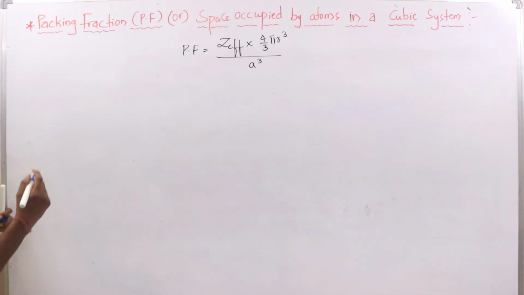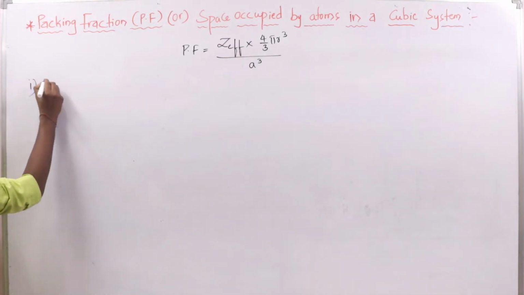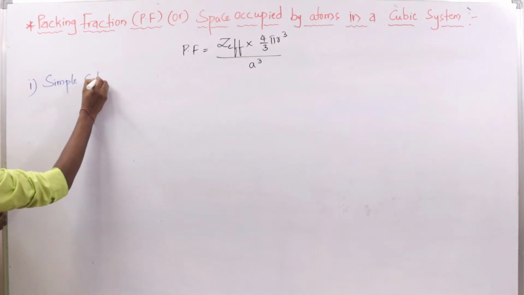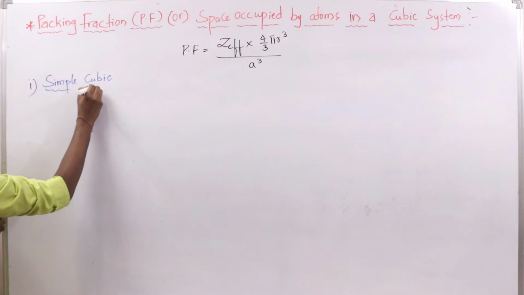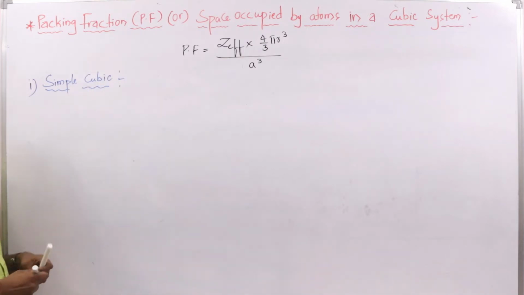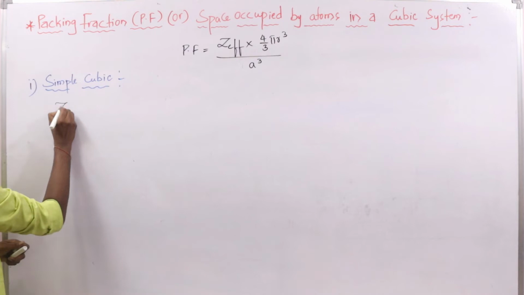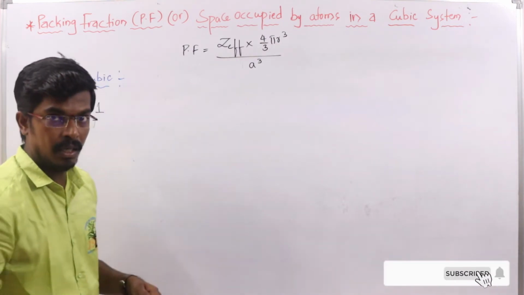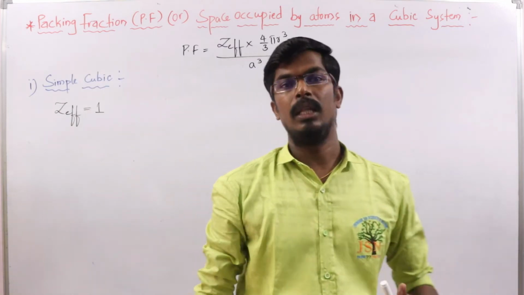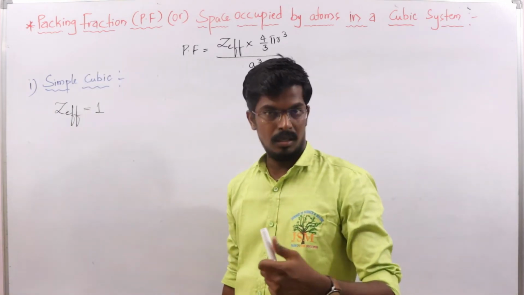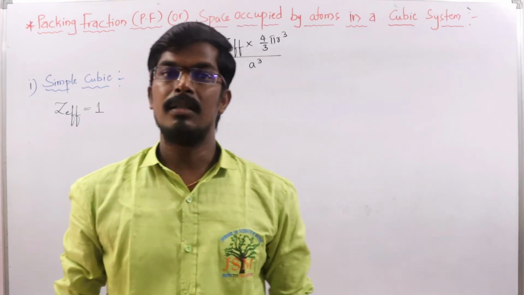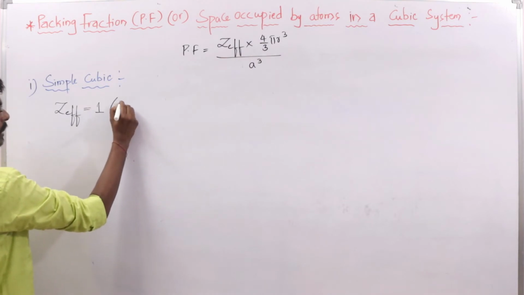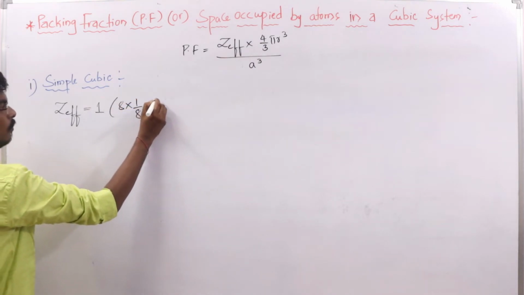First, let's take the primitive cubic, or we can call it simple cubic. For simple cubic, you know that Z effective is equal to 1. How are we getting Z effective equal to 1? In simple cubic, the lattice points are located at the corners. There are 8 corners, and each corner's contribution is 1 by 8. That's why you get Z effective equal to 1.